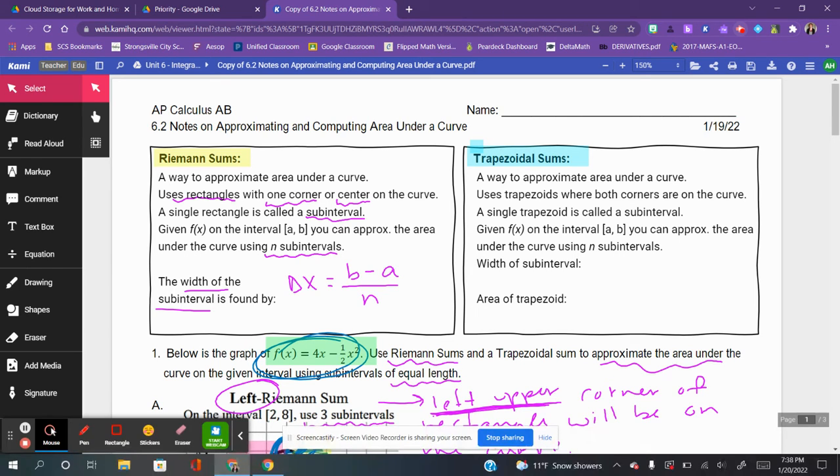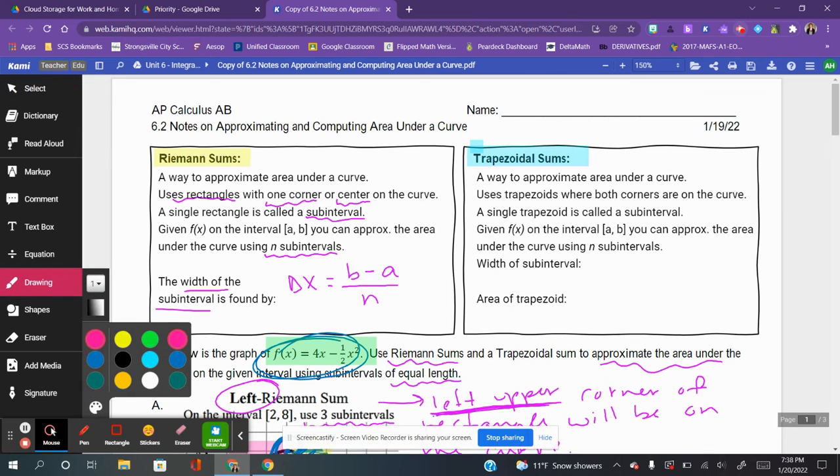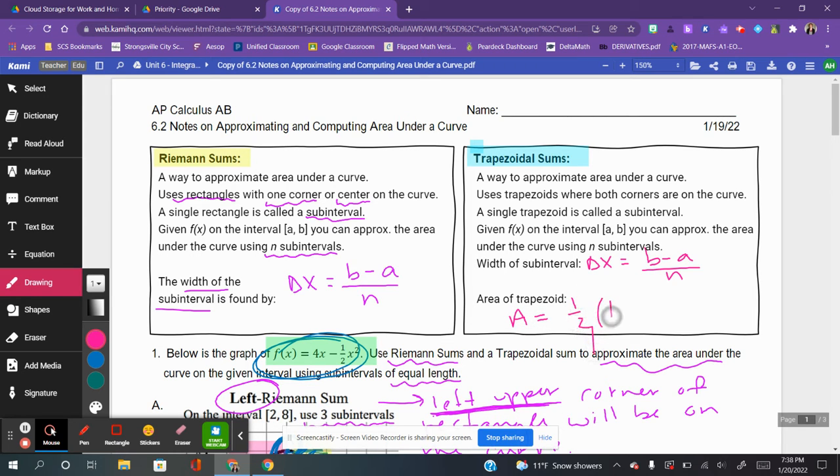We're looking at a function on a large interval a to b. I can approximate the area under the curve using n subintervals. Those n subintervals are again calculated by saying the difference in my endpoints of my large interval divided by the number of, in this case, trapezoids that we have, subintervals. And just as review, area of a trapezoid is 1/2 the sum of the bases, okay, times the height. We talked about the fact that the bases are the parallel sides and the height is the perpendicular distance between those.